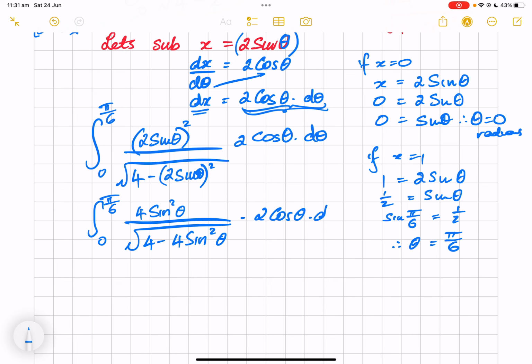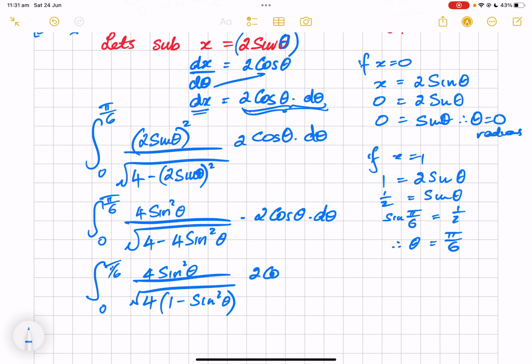Why do we want that? Well, our 4 will factorize, so I'll just leave the 4 sine squared theta on the numerator, and that's going to be 4 outside of 1 minus sine squared theta, 2 cos theta d theta.